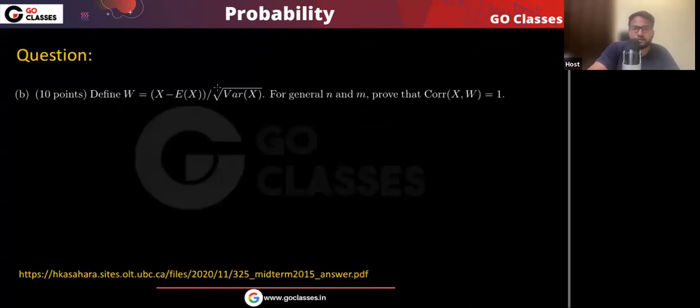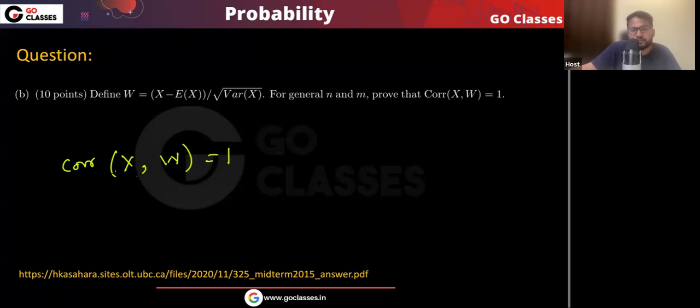Now let's see this question. Define W as this for general N and M. Okay, what are this N and M? Maybe there was some earlier question, some part A or something, which I have not noted down, but that's fine. So prove that the correlation between X and W is 1. They are saying that you have some standard random variable, and you need to prove that the correlation between X and the standard random variable of X is 1. Okay, so how to prove it?